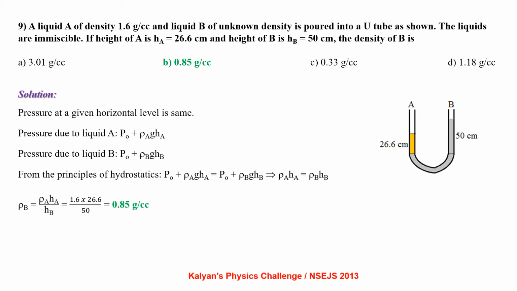Hydrostatic pressure at a given horizontal level should be same. Pressure due to liquid A is P0 plus rho A g HA. Pressure due to liquid B is P0 plus rho B g HB. From the principles of hydrostatics, pressure at same horizontal level is same. So we get rho A HA equal to rho B HB, from where we get rho B equal to 0.85 gram per cc.